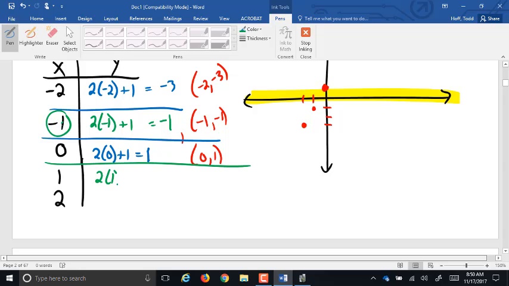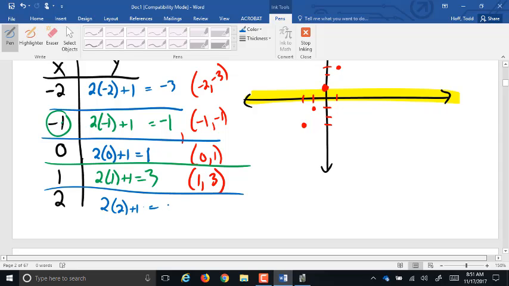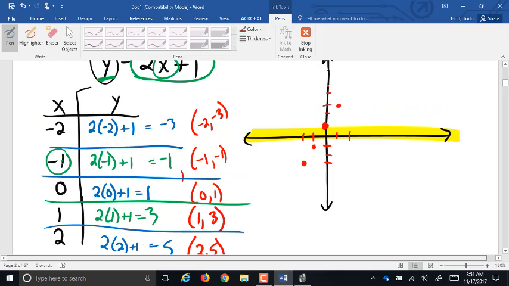When x is 1, y is 2 times 1 plus 1, which is 3. I feel like the count from Sesame Street is 3. 3 beautiful points on the graph. So it's 1, 3. Right there. Now when x equals 2, it's 2 times 2 plus 1, which is 5. 2, 5. And we notice that makes a line on a graph.